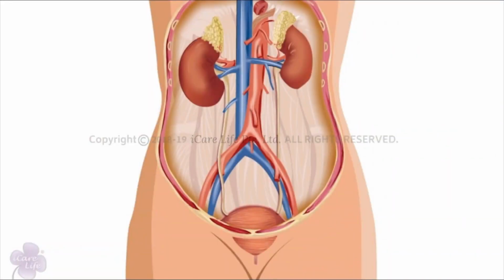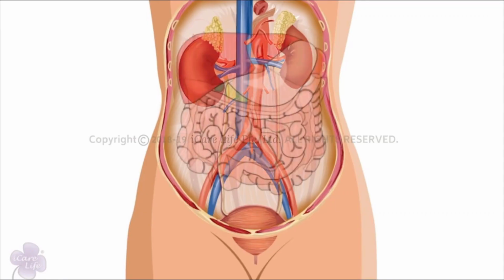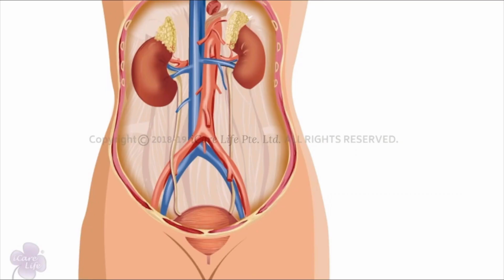The main function of the urinary system is to remove waste products from the bloodstream to form urine and expel it from the body. The urinary system lies under the digestive system in the abdomen area, on either side of the backbone. Let us first look at the various parts of the urinary system.